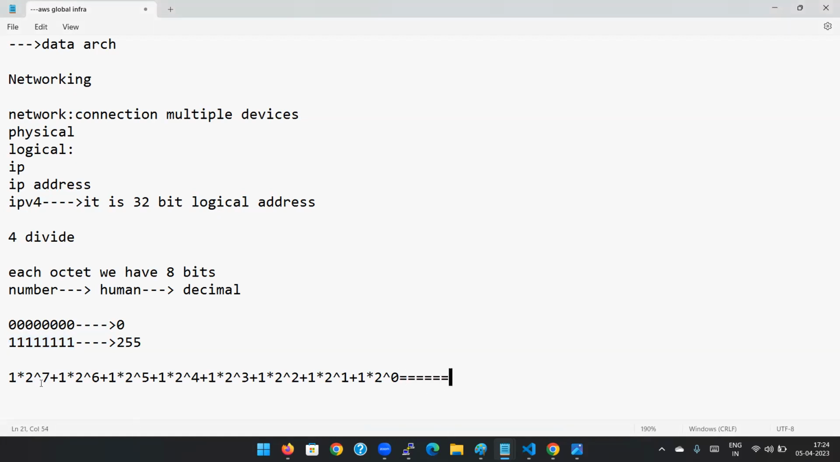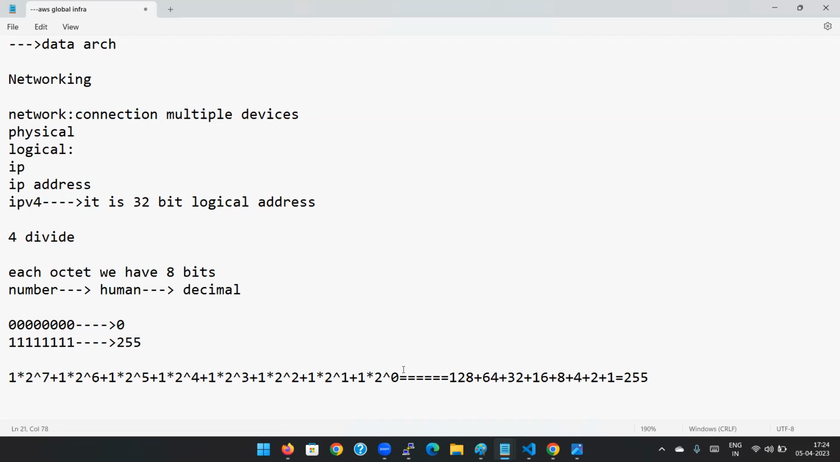2 power 7 means 128, so 1 into 128 means 128 only. Plus 2 power 6 means 64, plus 32, plus 16, plus 8, plus 4, plus 2, plus 1. If you add all these numbers, the final output is 255, which means in an IP address, in the human readable format, the range of the numbers will be from 0 to 255 only.